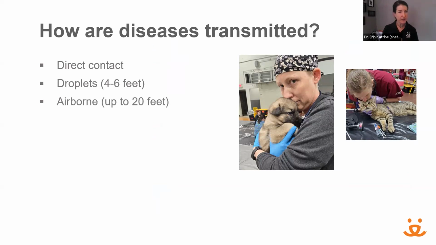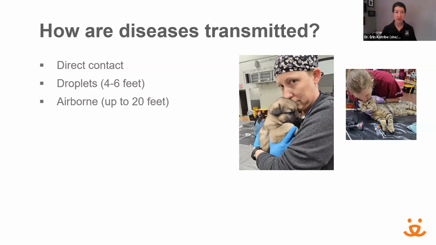Next, we have droplets or airborne transmission. And so this is what I think about when I think about our respiratory diseases. So droplets are, for example, when a dog sneezes, or airborne or aerosolized is when, for example, a dog coughs or barks. Dogs are really great at aerosolizing their respiratory pathogens. And so those pathogens can travel a really long distance.